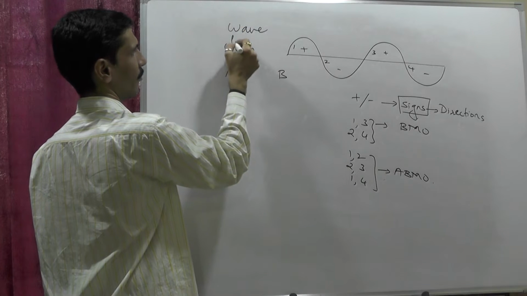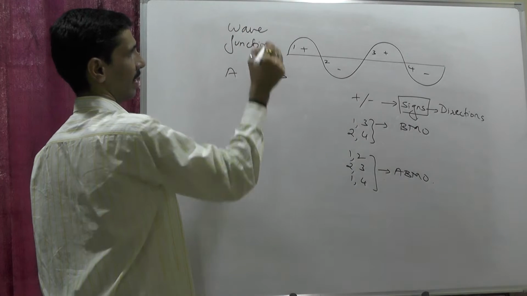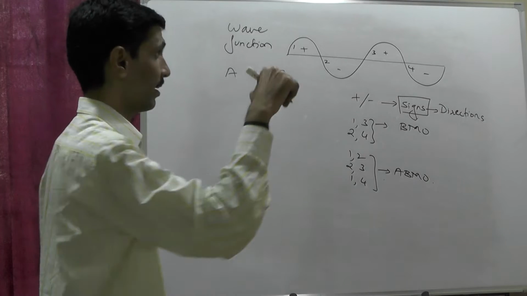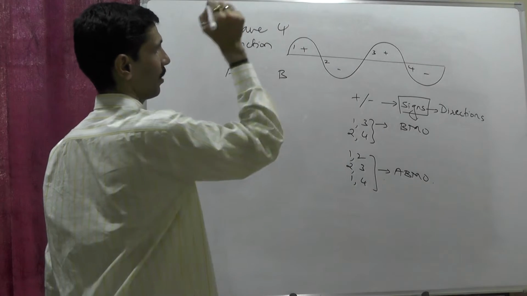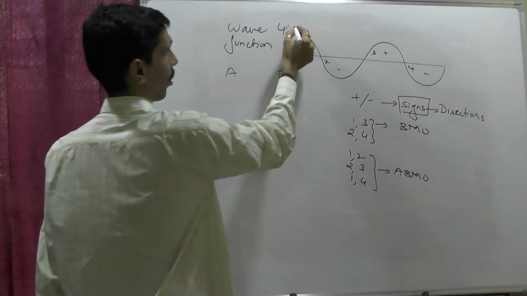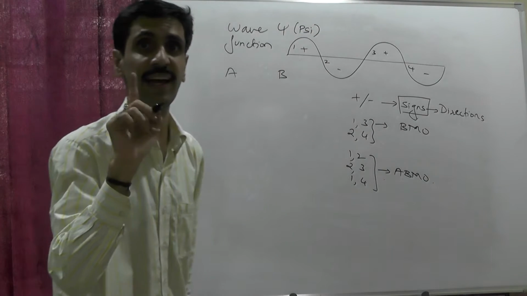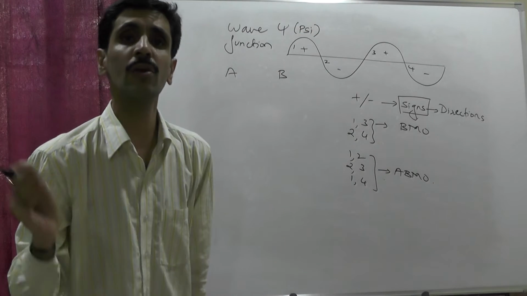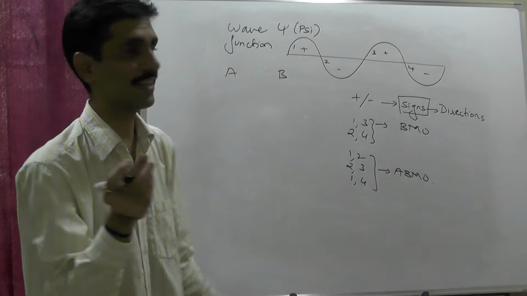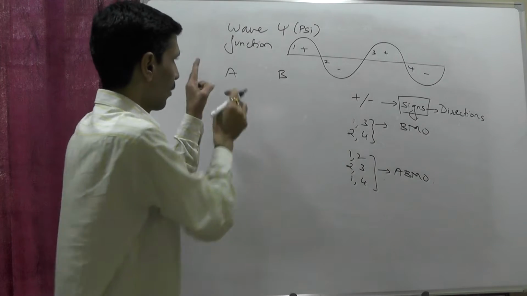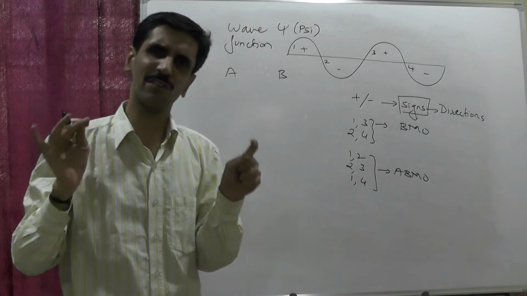Wave function. Function means dependence, so it is dependent on the wave property. It is denoted like this. How do you pronounce it? You have to pronounce it as psi, where the P is silent. Alright?